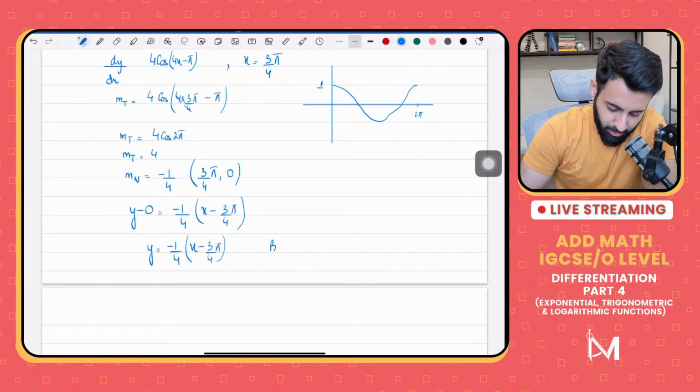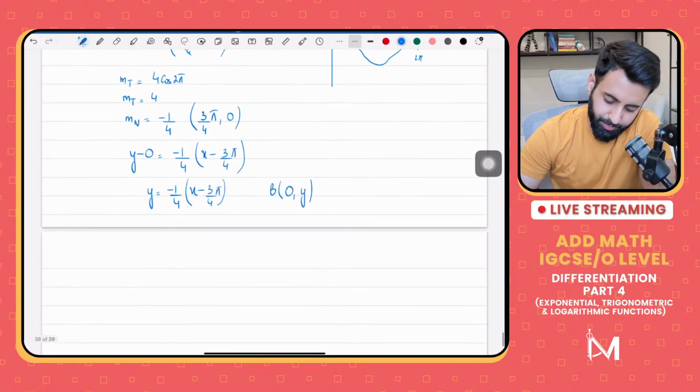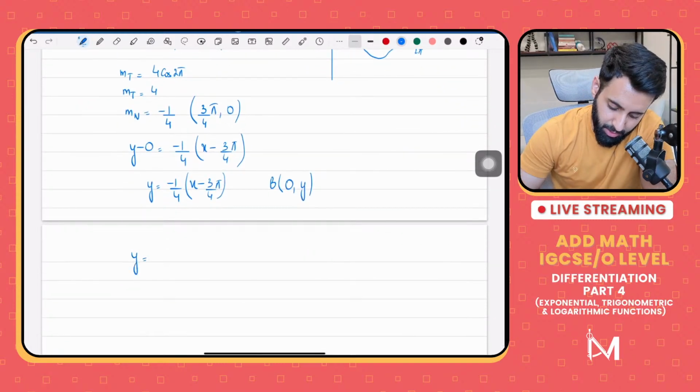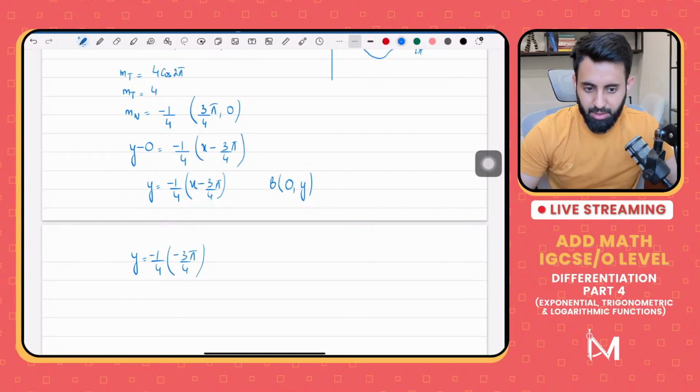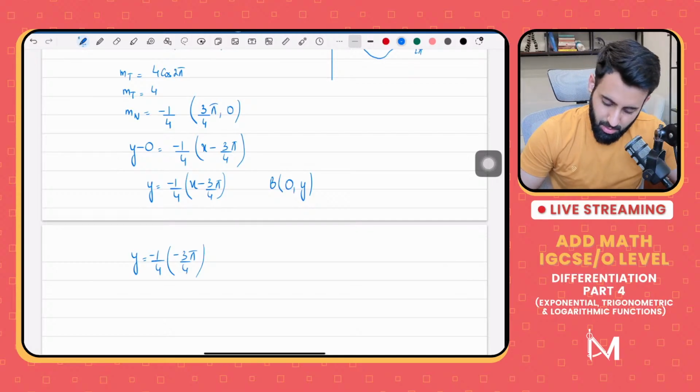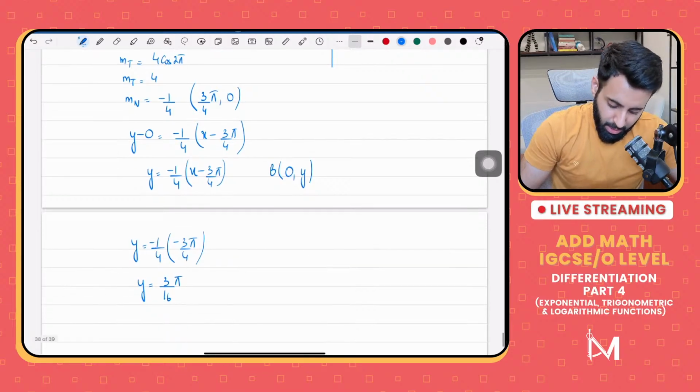Now, B is the point where the normal is cutting the y-axis, so that means its coordinates are going to look like this. So let's plug in 0 in place of x. So minus 1 upon 4 into minus 3 upon 4 pi. That means the coordinates of B look like this: 3 upon 16 pi.